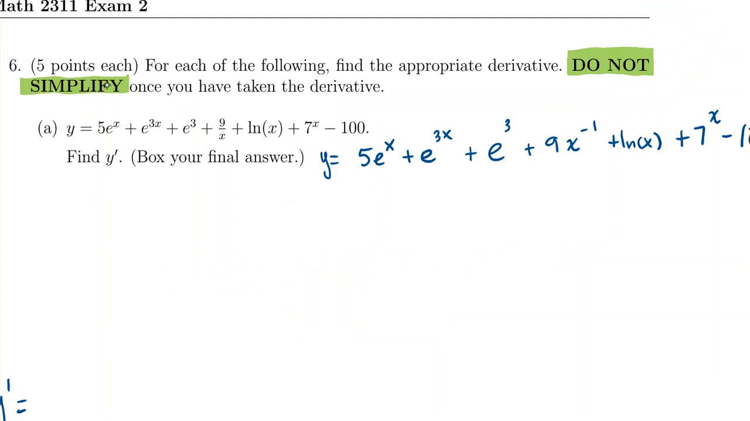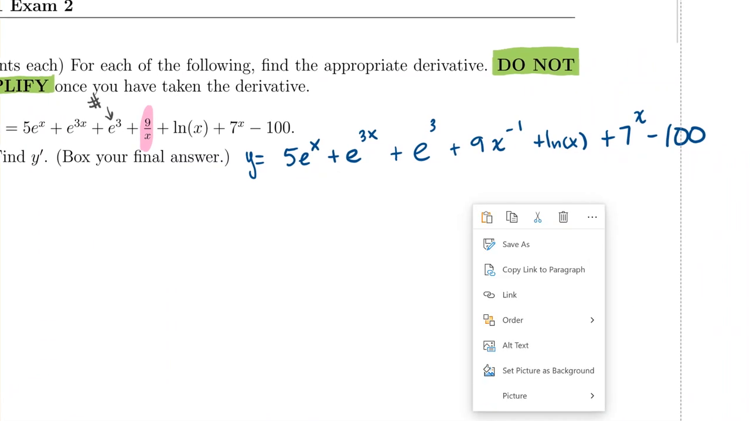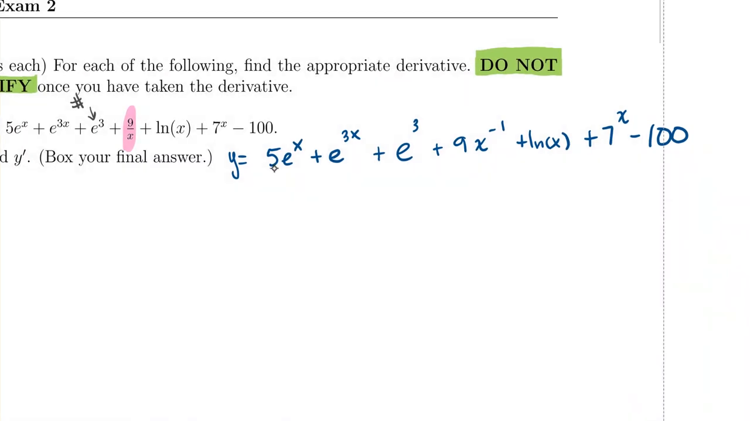For the next problem, we're asked to take the derivative. Once we've taken the derivative, we're told to not simplify. Looking at this first equation, we're asked to take its derivative. It's going to be just using sum rule, but particularly, I would take time to rewrite this term. Additionally, I would notice that this term is really just a number, e cubed some value. So as I rewrite it here, we would keep this the same, 5e to the x plus e to the 3x plus e cubed. And now 9 over x could be rewritten as 9 times x to the negative 1 plus ln of x and 7 to the x.